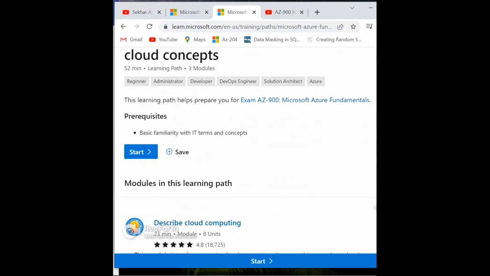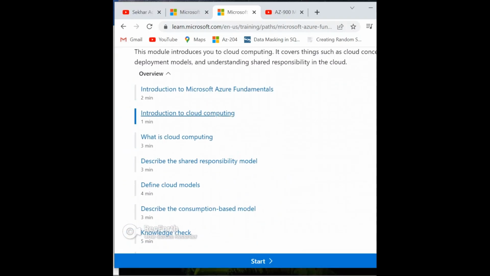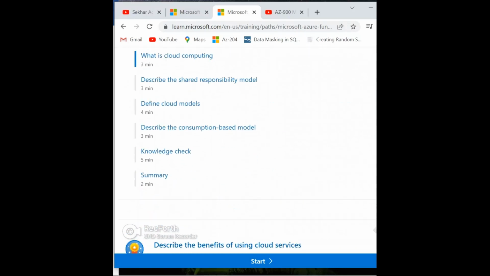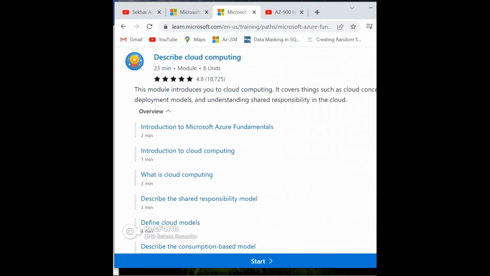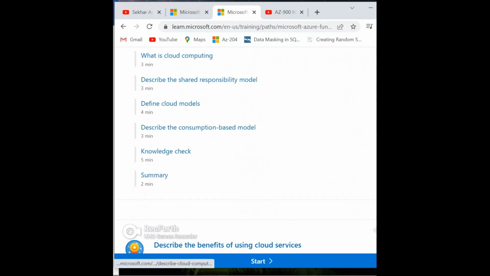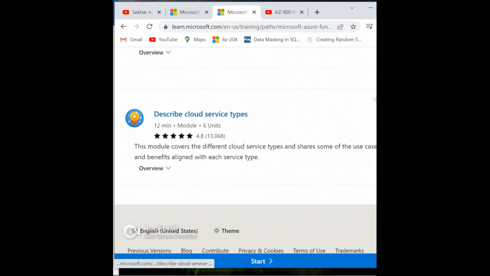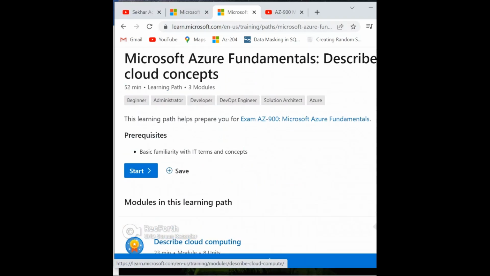So when you go and see, you'll have three modules. In the modules, you have multiple sections, and you will have knowledge checks as well, just 5-minute checks of what you have gone through and where you are once you've gone through these sections. Everything will be available in the Microsoft doc.